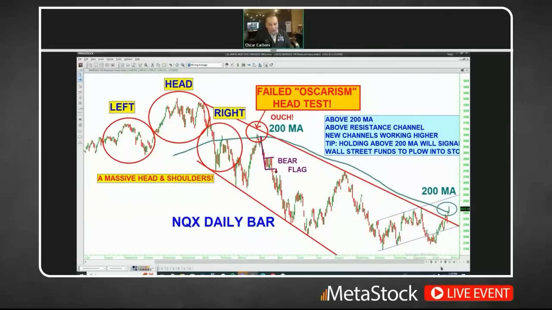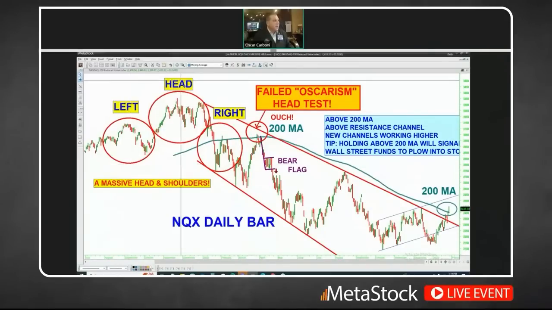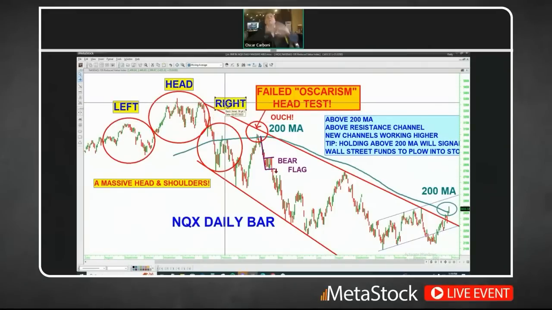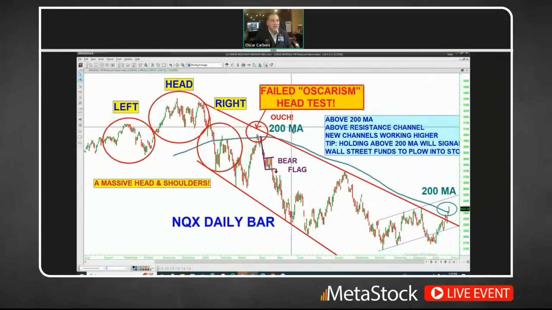Another chart that we looked at was same thing, NASDAQ, but like the Russell, back in the day when we first did these webinars a few months back, it had a nasty head and shoulders, massive head and shoulders building, right? You've got the left shoulder, the head, the right shoulder represents the next move is going to be lower, basically is what that tells you. What happens? The market does drop, comes rallying back up for a last gasp of air that we call the Oscarism known as a head test.